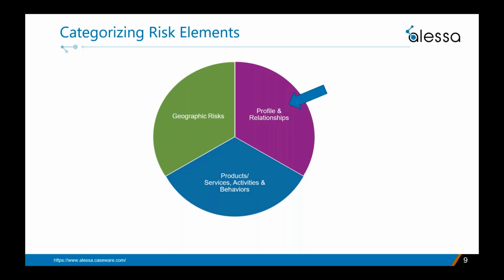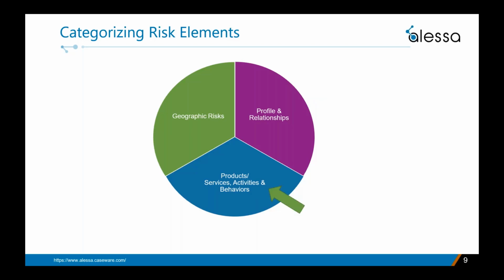The first category is customer profile and relationships. Some call this customer demographics or simply customer risk, and I find that nomenclature gets a little confusing. But regardless, it's the risk factors associated with the characteristics of that customer, and especially for legal entity customers, their relationships to other individuals and other legal entities. It's this category that's the subject of today's webinar and what we're going to dive into shortly.